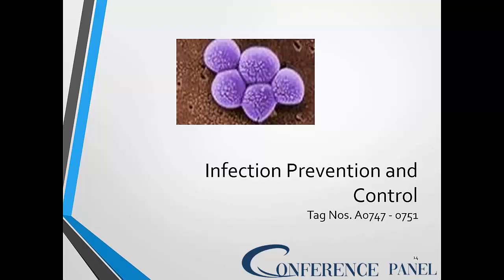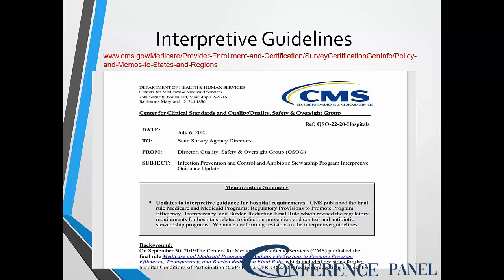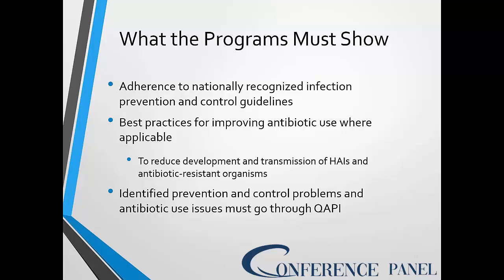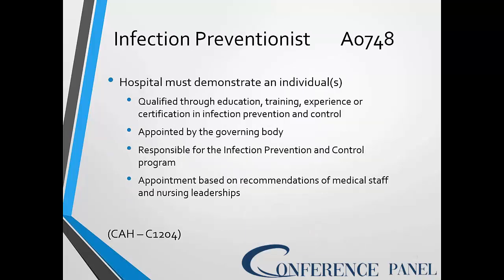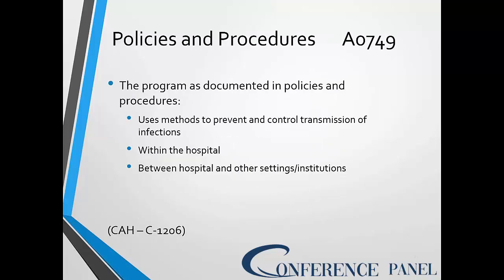Back in 2019, they did a massive overhaul with what was called the Improvement in Patient Care Rule. So for infection prevention and control, years and years ago, we used to call this infection control. What does your program have to show? This is a must. It's not a should, but a must. One thing, they want to look at your policy and procedures. They came up with some new changes, some new wording. Infection preventionist. The program always has to rely on your policies and procedures.